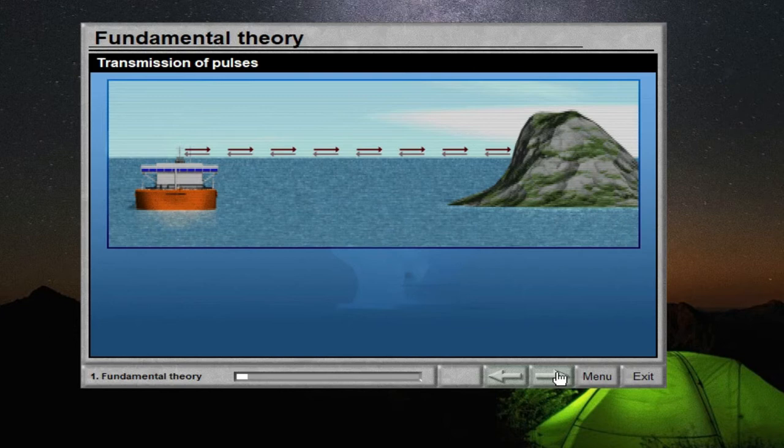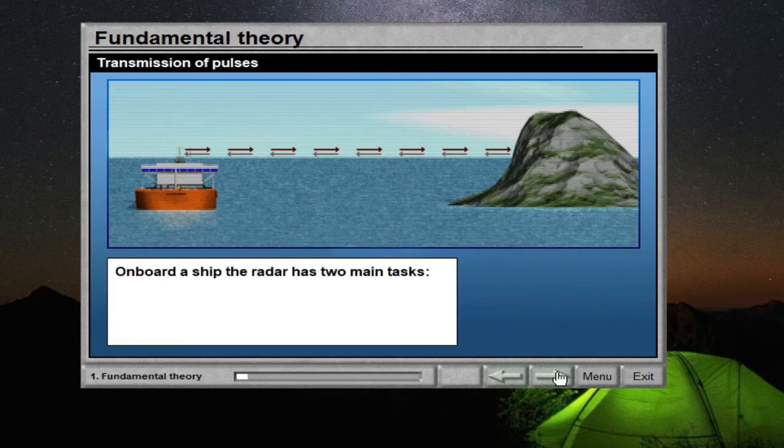Since the velocity of propagation is known, it's easy to calculate the distance to the object, as long as we are able to measure the time from which transmission is started until the echo returns. The transmitted pulse must be short in order to distinguish between echoes located close to each other.